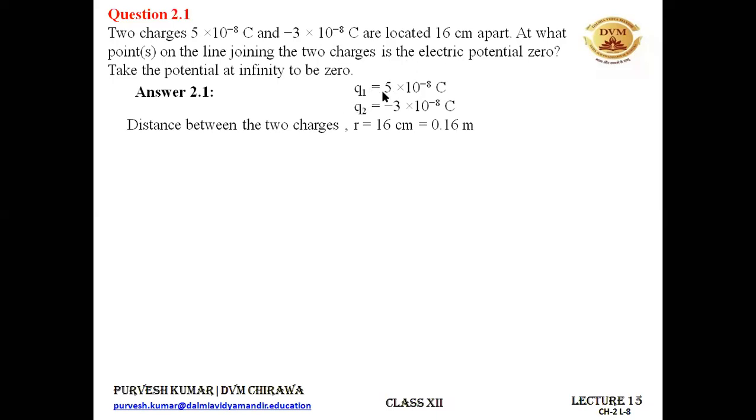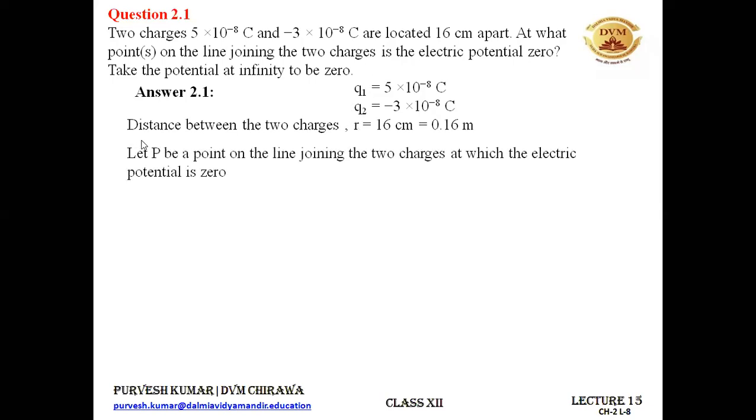Q1 is charged with 5 into 10 to the power minus 8 coulomb. Q2 is minus 3 into 10 to the power minus 8 coulomb. And the distance between the two charges is 16 centimeter. That can be written as 0.16 meter. So this is the data that we can write from the question.